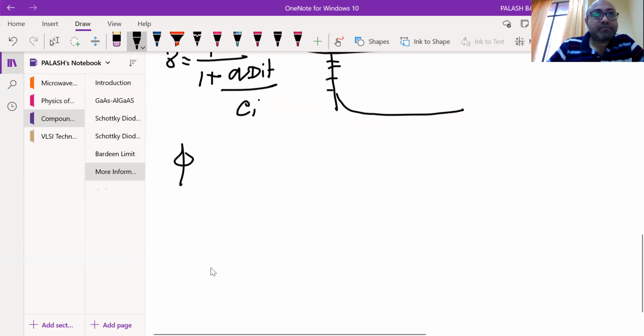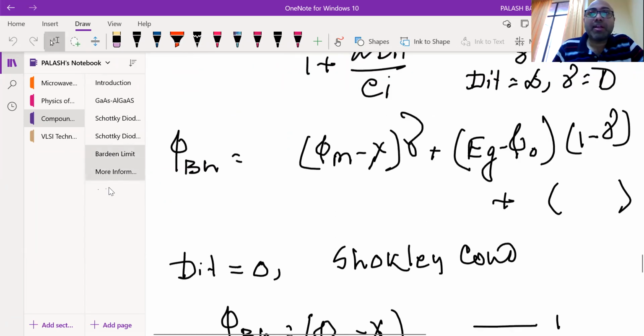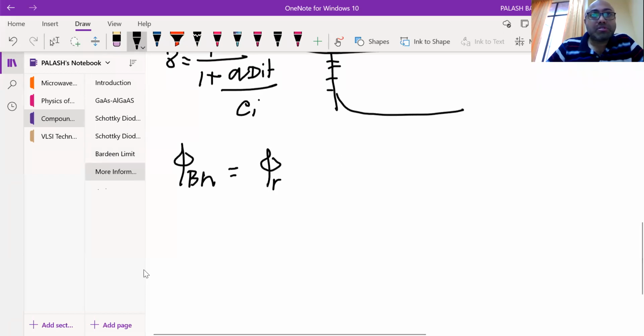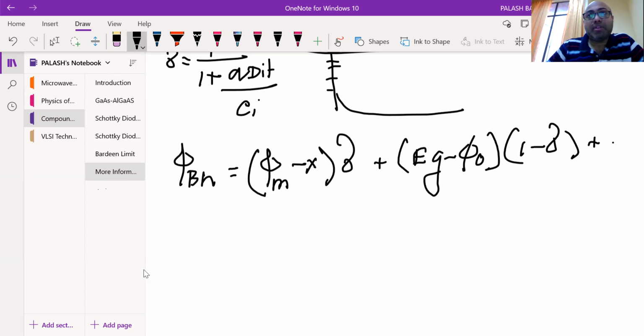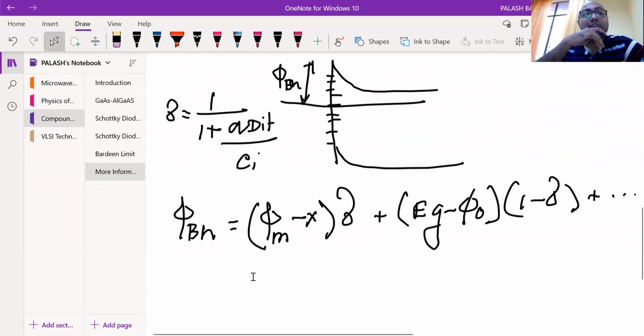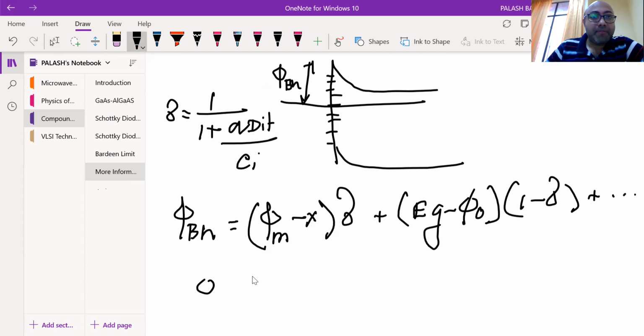φn, φm minus χ, γ, Eg, or something. So if you have a lot of interface states, like 10 to the power 10, 10 to the power 12 per centimeter square, as you know, it's a surface phenomenon. What will happen? Your φn, you can say, is kind of proportional to Eg minus φ0.